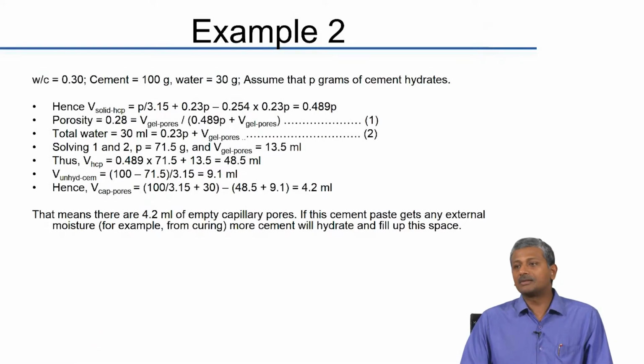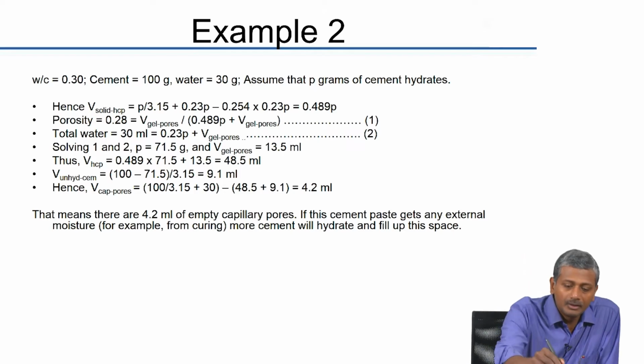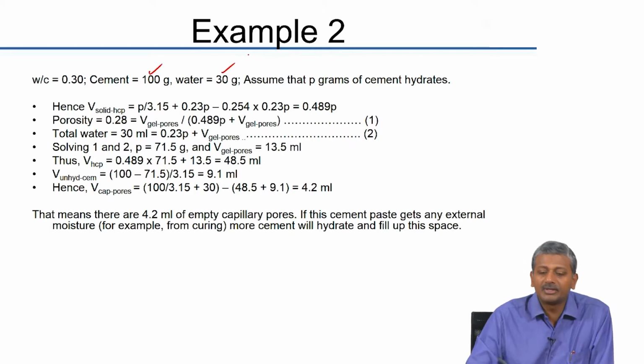So any water cement ratio below 0.42 may result in a system where you do not get full hydration, you will have unhydrated cement present. So we will take a look at one such system. Here we say that water cement ratio is 0.3. So once again we start with 100 grams of cement. So water is obviously 30 grams or 30 milliliters.